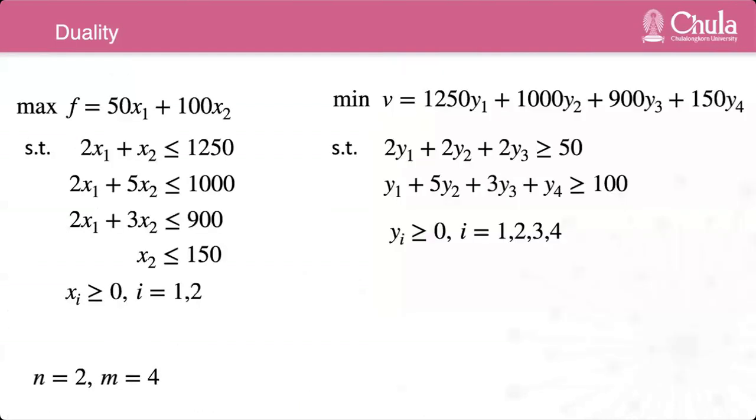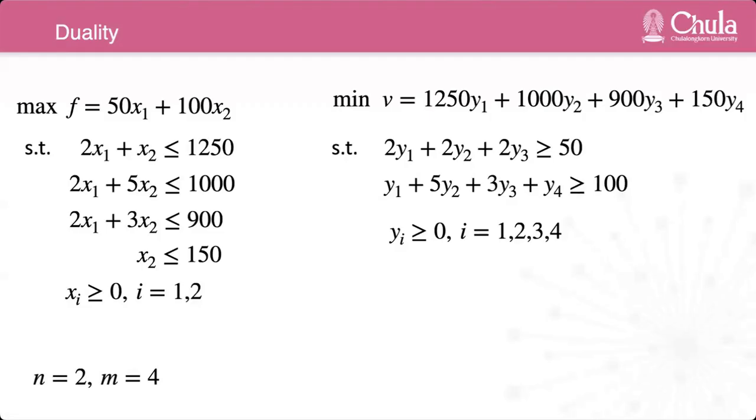Why do we have to learn this thing? Okay. But before we learn about the properties of duality, let me show you an example. For example, we have a primal problem here: maximize 50x1 plus 100x2. And we have these constraints.